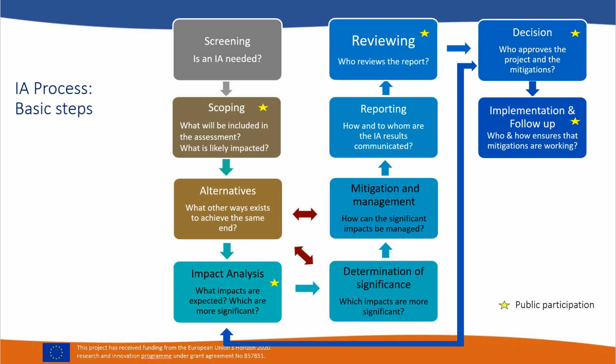And then after the decision is made, the next step is to implement the project and to follow up on those mitigations for the impacts that were identified before. So in this diagram, the green arrow indicates the steps in which it's common to have public participation.